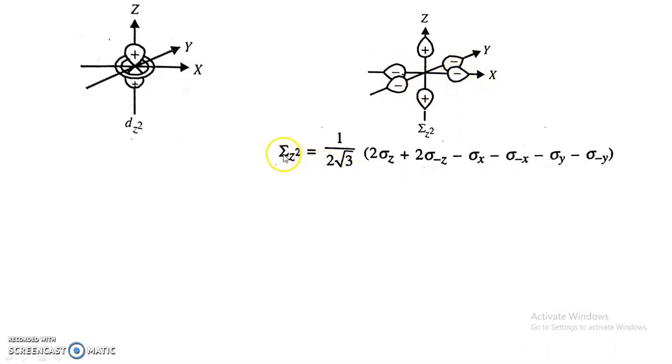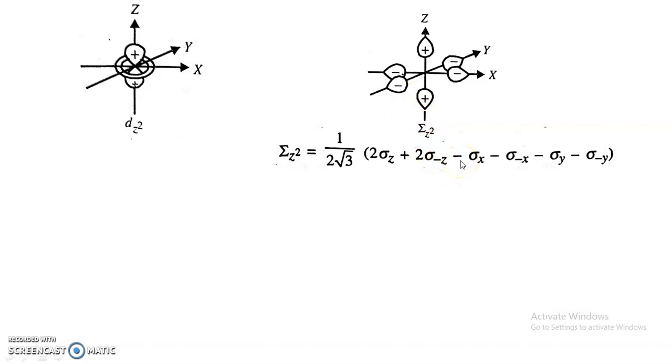So here summation z square, this is the ligand group orbital which is matching with dz square. So these positive lobes can overlap with these positive lobes, and therefore this is the matching ligand group orbital with dz square. So summation z square is equal to 1 by 2 into root 3 into 2 sigma z, this is for positive lobe oriented along the positive end of z-axis, plus 2 sigma negative z, this is for positive lobe oriented along the negative end of z-axis.